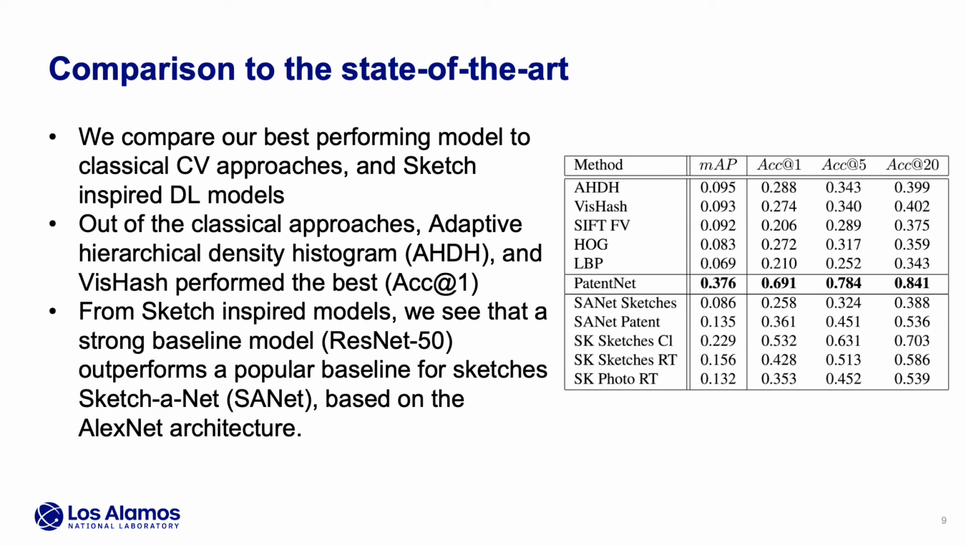In this slide, we compare PatentNet, our best performing model, with more traditional computer vision approaches and sketch-inspired deep learning models. As we can see, PatentNet outperforms other approaches when trained on fine-grained associations from the DeepPatent dataset. Furthermore, we see that PatentNet based on the ResNet 50 architecture outperforms SketchNet architecture, which is a popular baseline model for freehand sketches.